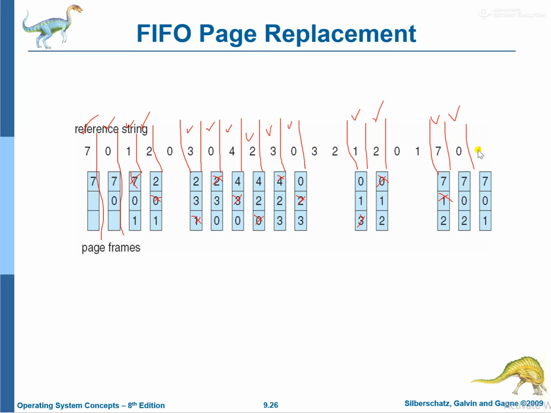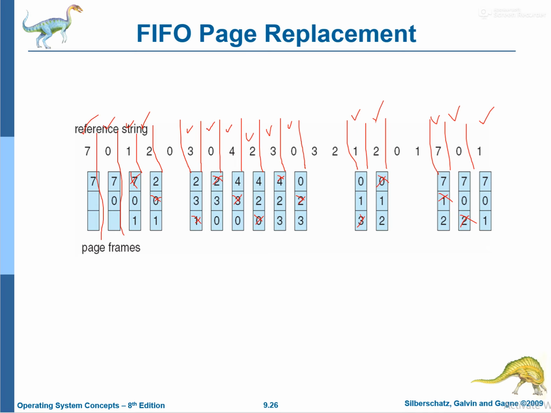And in the end we need 1 again. So we have to choose a victim again. Victim is 2 and we bring 1, and this is a page fault. So now we can calculate how many page faults occurred. 1, 2, 3, 4, 5, 6, 7, 8, 9, 10, 11, 12, 13, 14, 15. So we have 15 page faults in the case of this reference string with first in first out.